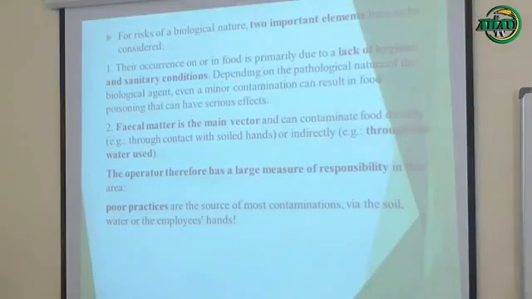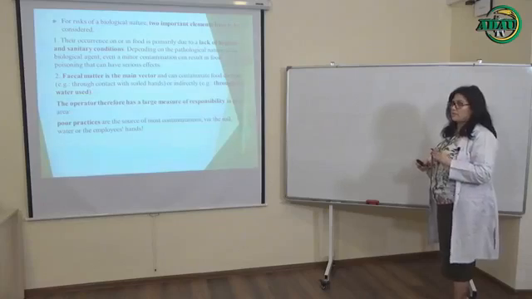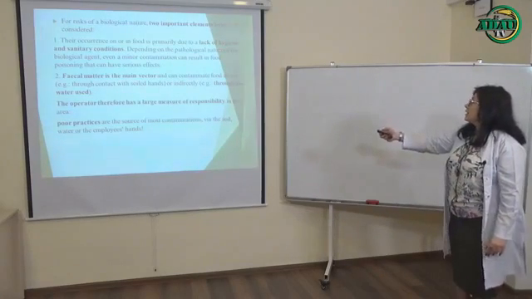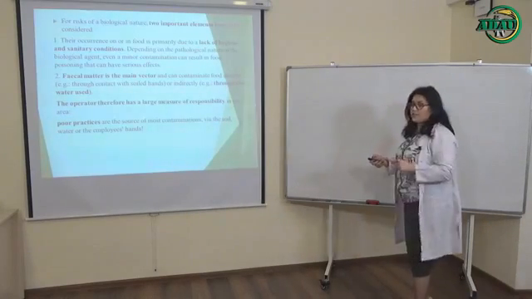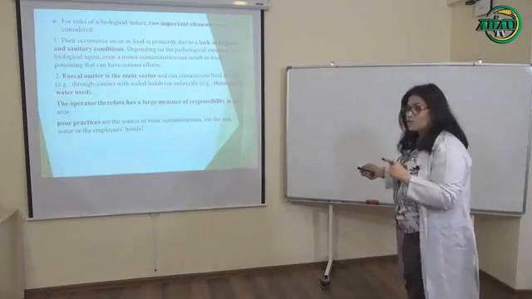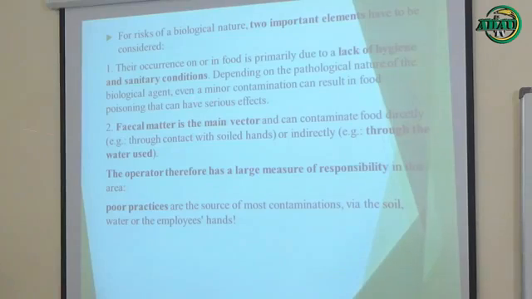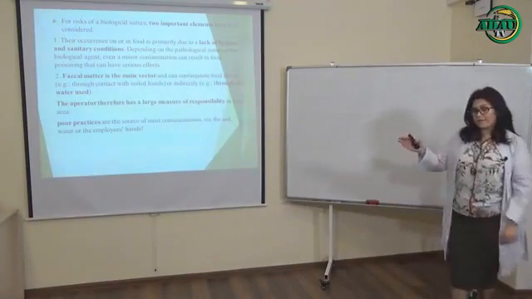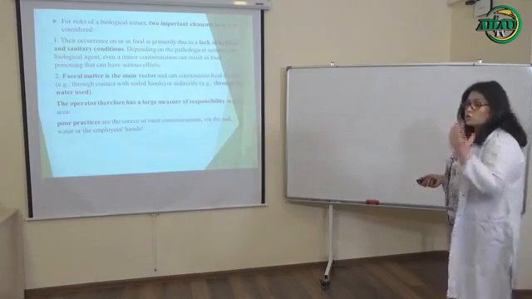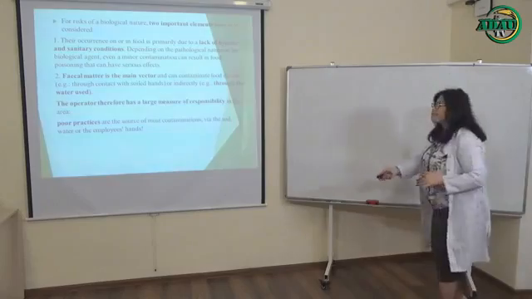There are two important elements to be considered for risk of a biological nature. First of all, their occurrence on or in food is primarily due to a lack of, again, hygiene and sanitary conditions. Depending on the pathological nature of the biological agent, even a small contamination can result in food poisoning that can have serious effects. So the operator, therefore, has a large measure of responsibility in this area. Poor practices are the source of most contaminations via the soil, water, and employees' hands. So employees' self-hygiene, let's say.